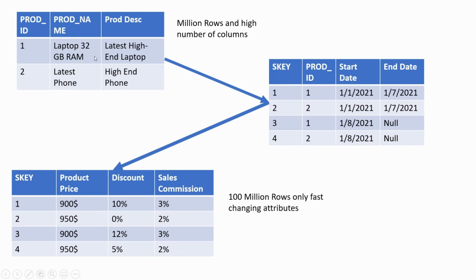Now for most of our analysis, the first table with attributes that do not change often should be sufficient for our reporting and dashboarding purposes. At the same time, this normalization of our dimension table will ensure that our dimension table size is kept in check. I hope this clarifies all your doubts related to rapidly changing dimensions or fast changing dimensions in data warehouse.